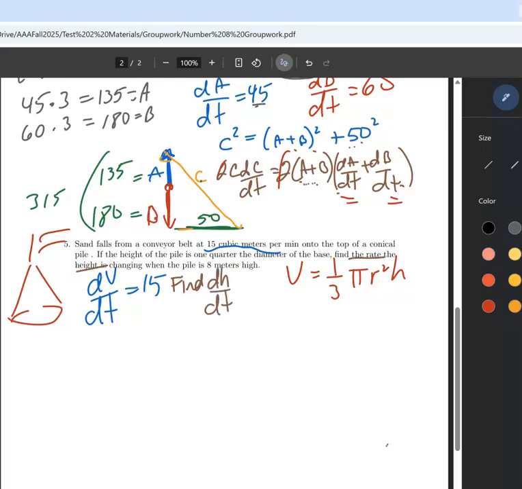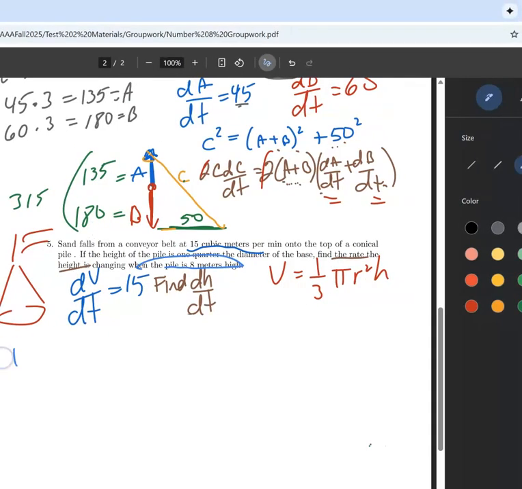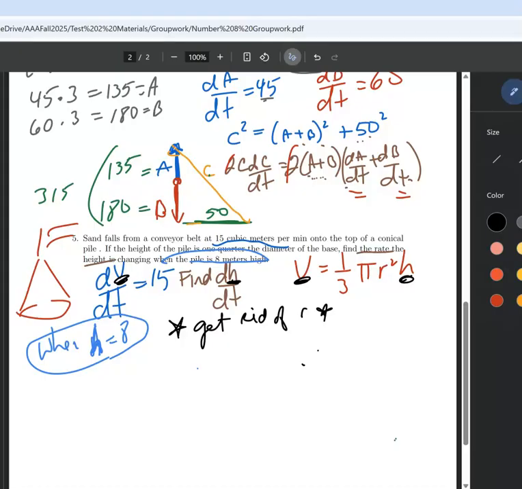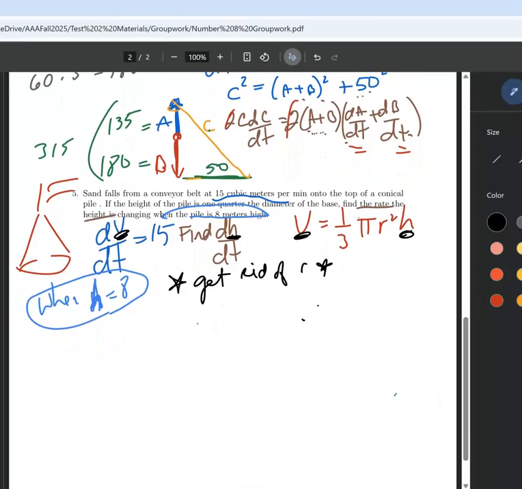And then what's the when information? When the pile, when h equals 8. It's messy. H equals 8. Can't use that yet, right? Gotta save that for later. So here's where the dilemma comes in. So if I start looking at what I've got and what I need to find, I've got dV over dt. I want to find dH over dt. So I've got V and H in my equation. Oh no, I need to get rid of R because I don't have any information about dr over dt. So before I take the derivative, I need to get rid of R.